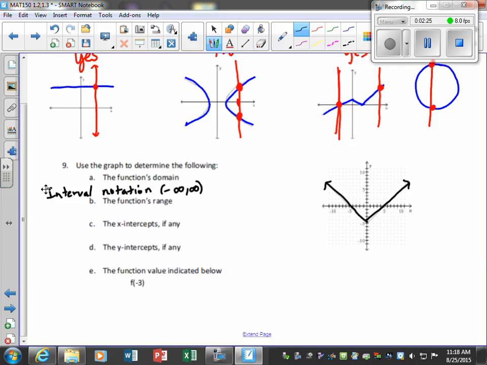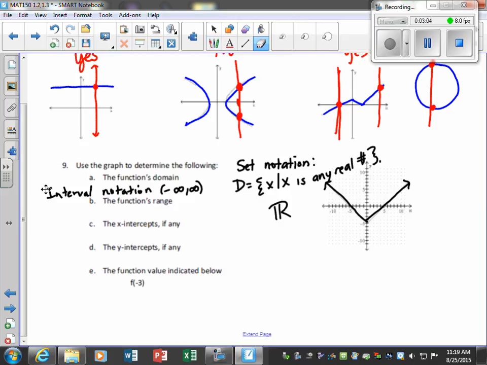If it was set notation, let's just recall that notation. I would say the domain is going to be x such that x is any real number. I think that's how one of the textbooks does it. You can also do x as an element of the real numbers. There's tons of ways to do it, but basically that's a similar format.